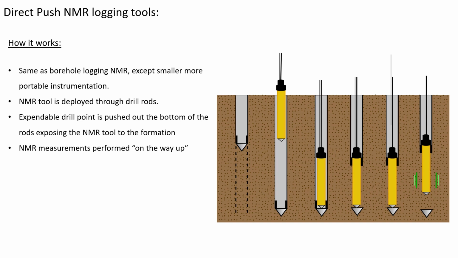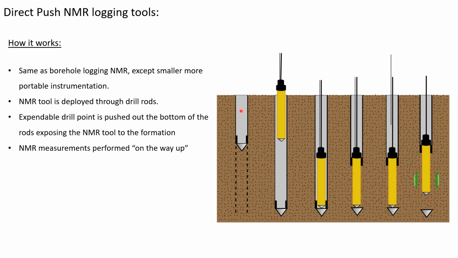So these portable NMR tools, they basically use the same concept as the larger borehole logging NMR tools I showed you before. They are just significantly smaller. They use smaller magnets, and that's why you see closer to the tool as compared to the previous larger borehole logging NMR tools. And these tools can be deployed using direct push method.